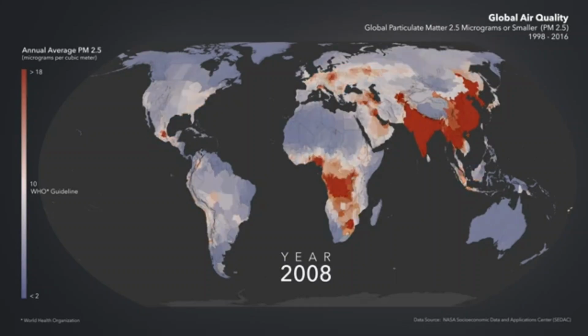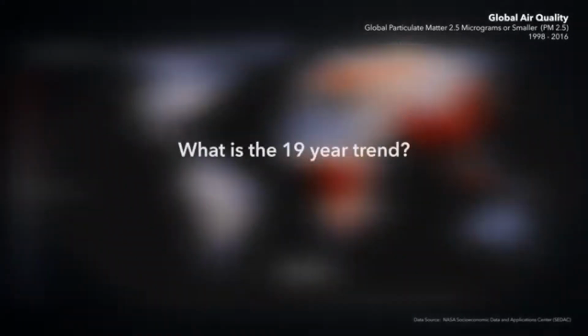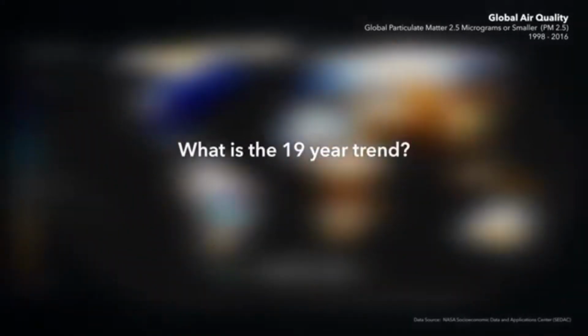So this is the annual average PM2.5 global air quality. This is for the years 1998 and 2016. As you can see, the red color shows areas polluted by PM2.5.